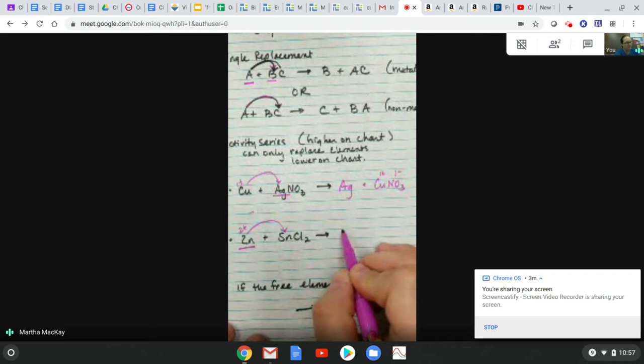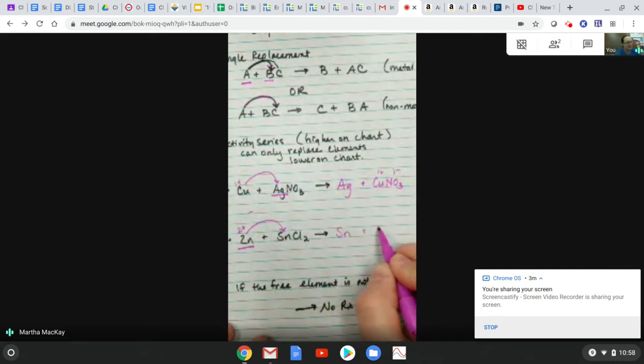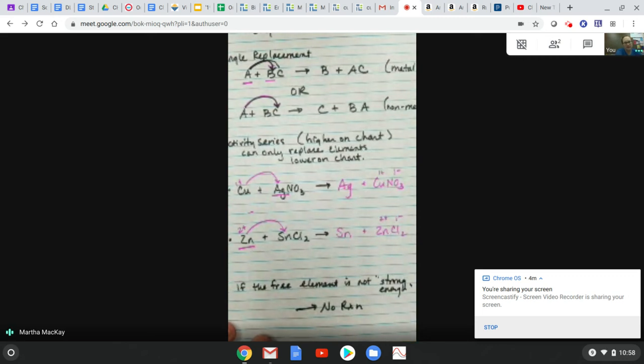And so I'm going to have tin out by itself. And zinc, which is a 2+, is now going to join with the chlorine that's a 1-, so I need 2 of those. And it ends up being balanced. They won't always work out this way.